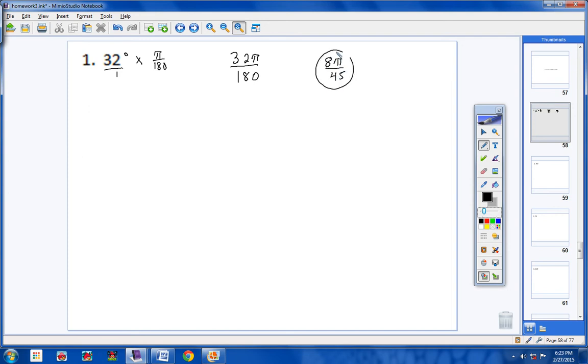And then the decimal answer is you take 8 times 3.14, and whatever you get, divide that by 45. And the decimal is 0.5582. Okay? So there we go. There's your two answers. So 32 degrees equals 8 pi over 45 radians, or 0.5582 radians.